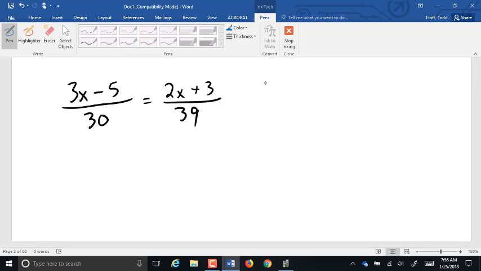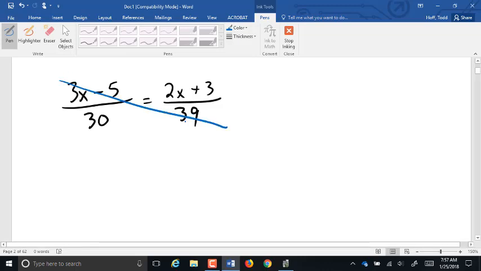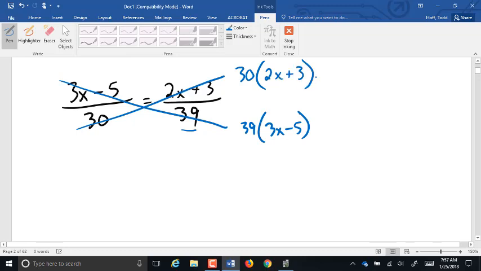So, something like this. This is getting a little ugly, but it's still not out of our realm. Doesn't matter which direction we go first. Let's go this diagonal. Now, it's always easiest for me if I take the whole number times the expression. So this is going to be 39 times 3x minus 5. Go in this direction, it's going to be 30 times 2x plus 3. There isn't room, so I'm going to move down here. Doesn't matter which one I put first here. 30 times 2x plus 3 has to equal 39 times 3x minus 5.